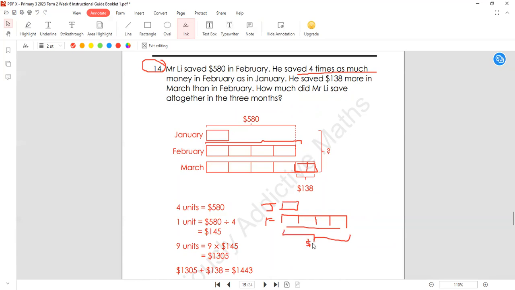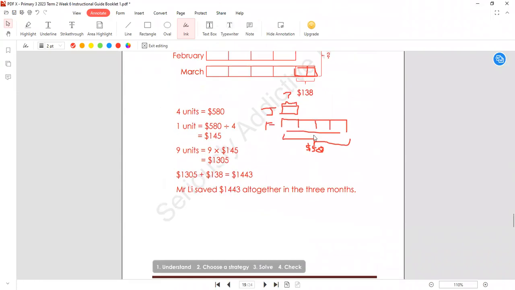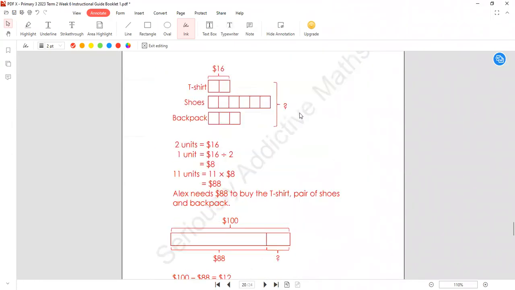Okay, so I don't like the way that this is drawn here. And they have to find out what is 1 unit first. Right, it's always finding out the value of 1 unit. Okay, so all together, right, in 3 months, how much did they save? Count 1, 2, 3, 4, 5, 6, 7, 8, 9. 9 units plus this 138. So they find out what is 9 units first, then you got to add 138 in. Okay, so which is why draw this smaller so that they are able to see.